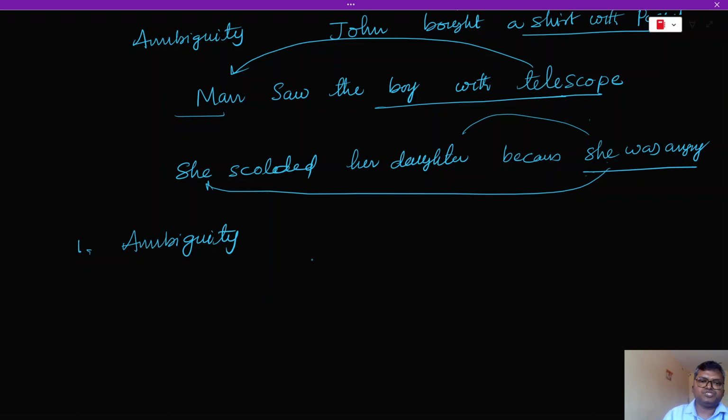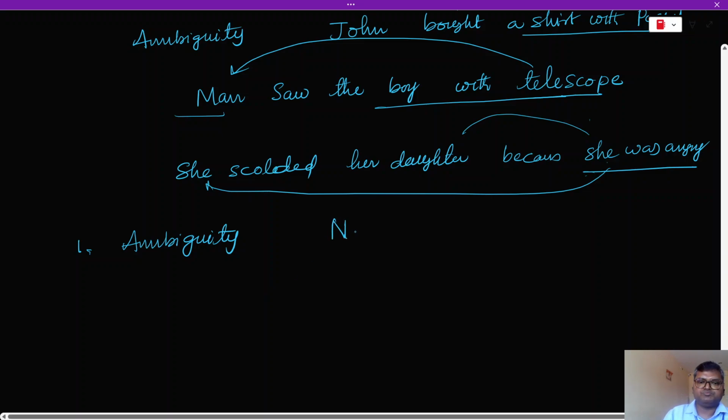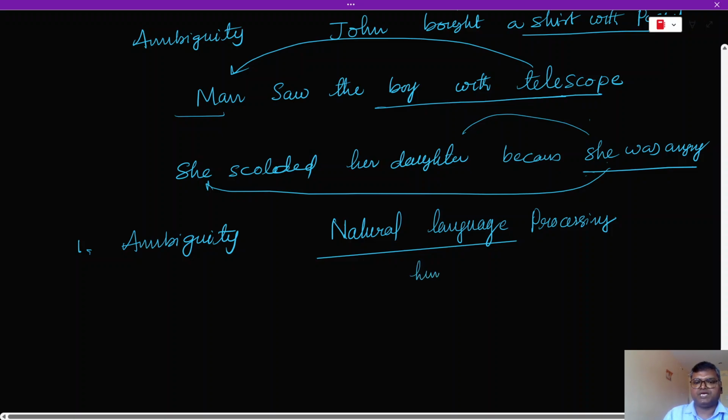We can also see another example. Suppose you have a sentence: natural language processing. So there are two meanings here. One meaning is, if you consider this as a single phrase, natural language means human language and processing that. That is the most accepted. That's what we are doing.